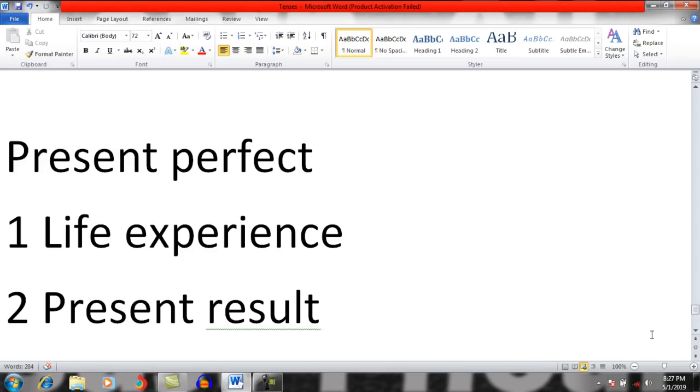So now we'll go through present perfect. Present perfect we use for those actions or activities which start in the past and complete in the present, or are recently completed. So there are various situations where we can use present perfect.